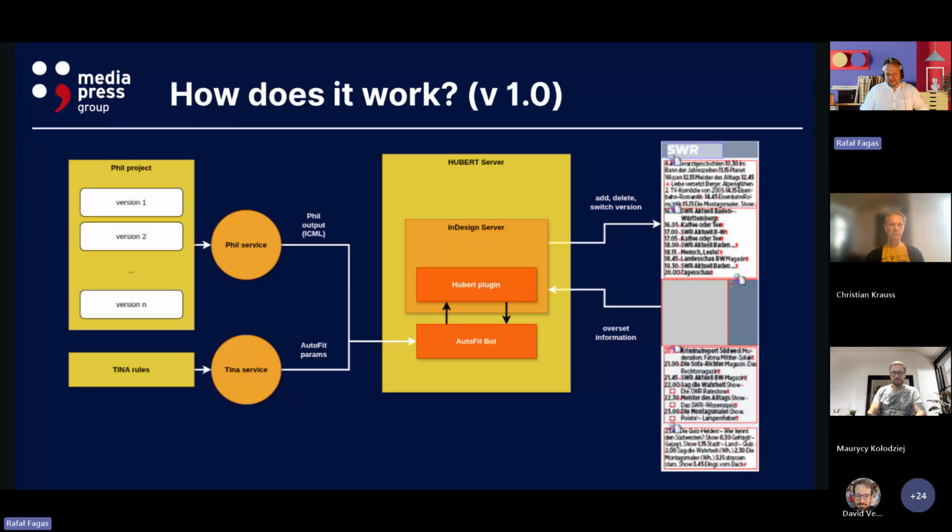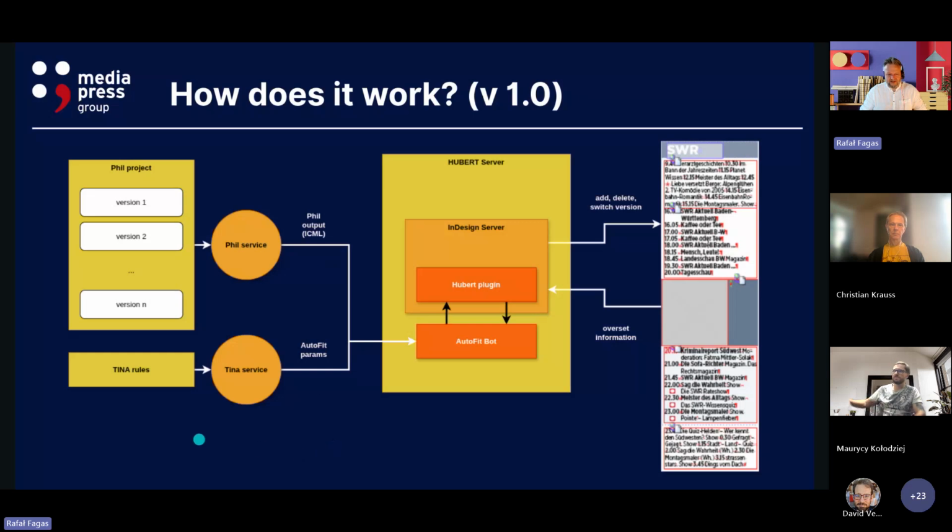And AutoFit in version 1 heavily relied on this functionality. So as we can see here, a Phil project using the Phil service is making some output. This output is produced in a special XML-like format for Adobe InDesign. It's called ICML. Also quite a complex setting.